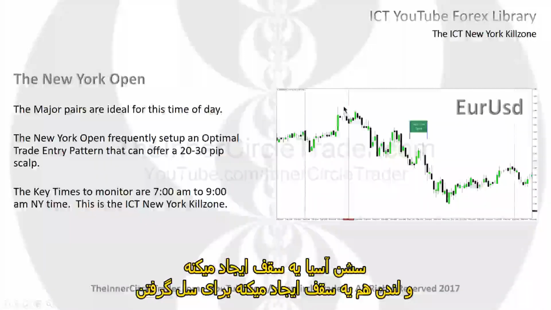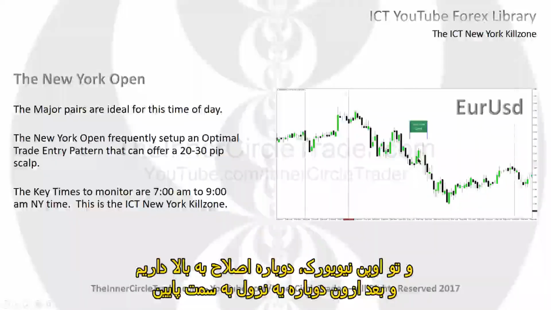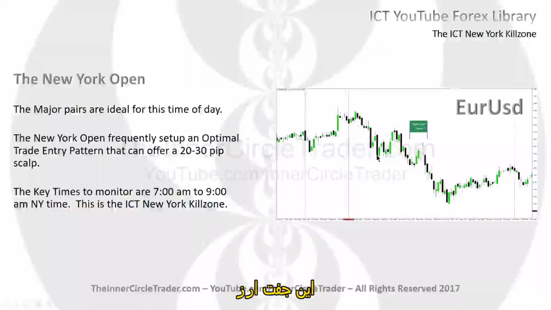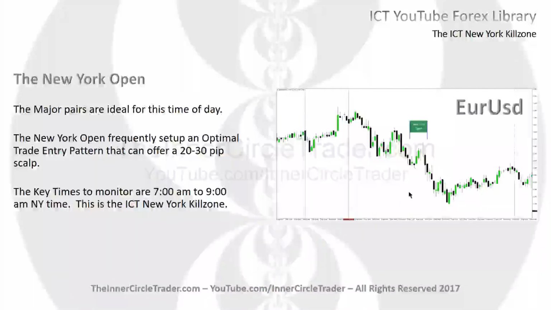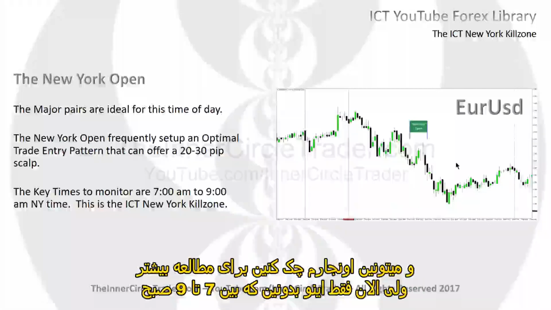The Asian session creates a swing high, the London Open creating a high to sell short from, and then the New York Open retracement creating a high, and it expands and goes lower. This particular pair in this day, I actually traded this, and the examples are shown on my Twitter, and you can find that for your own study. But for now, just understand that between 7 o'clock in the morning and 9 o'clock in the morning New York time, there's typically a setup that forms that offers 20 to 30 pips.